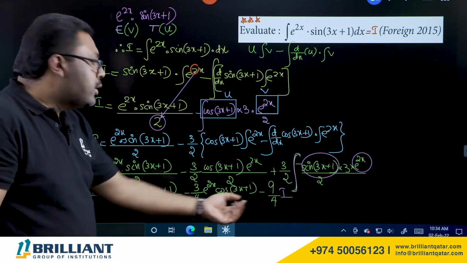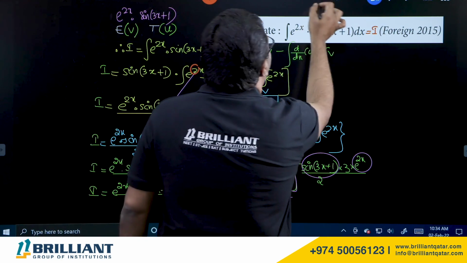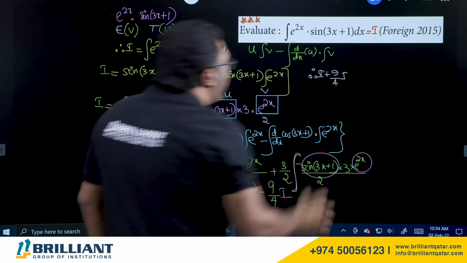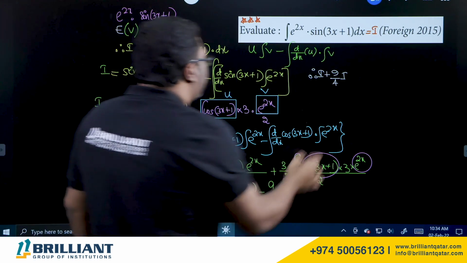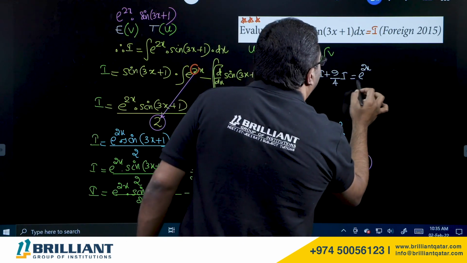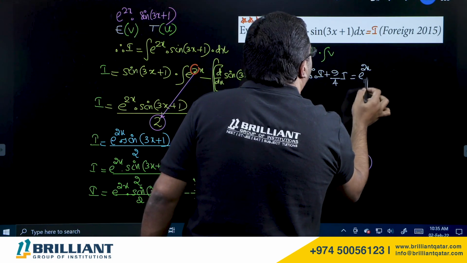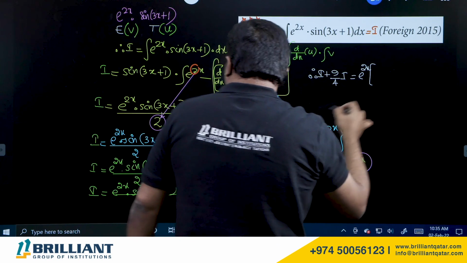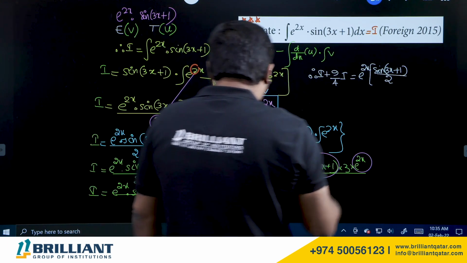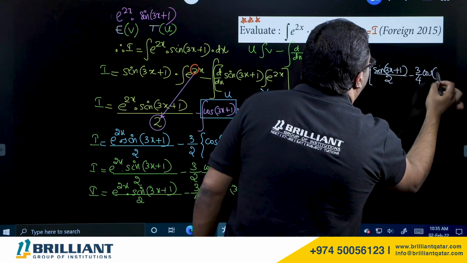So I can call this 9 by 4 I. That will come to the left hand side because I am trying to evaluate what is I. Therefore, I plus 9 by 4 I is going to be e raised to 2x, so let's keep that as e raised to 2x, and then inside the bracket you have sine 3x plus 1 divided by 2 minus 3 by 4 cos 3x plus 1.